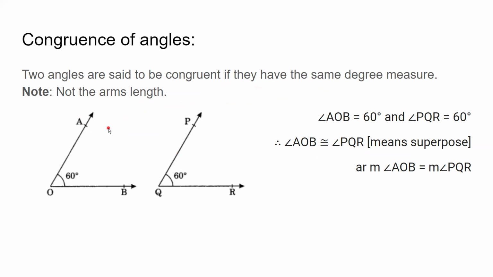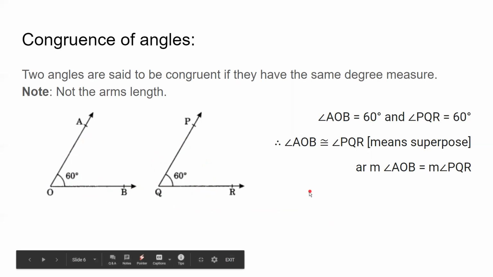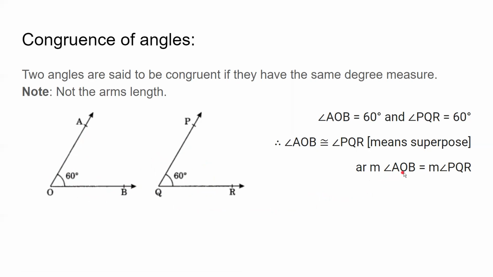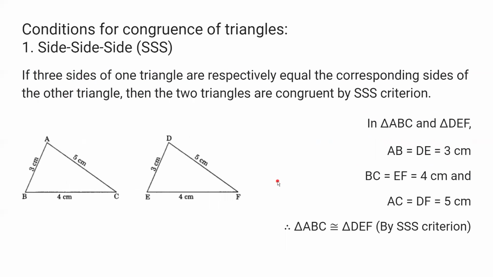Now here we have angle AOB, which is 60 degrees, and angle PQR, again 60 degrees. This means if I place angle AOB above angle PQR, they are going to superpose. Superpose means cover each other properly. Hence, the measure of angle AOB is congruent or equal to the measure of angle PQR.